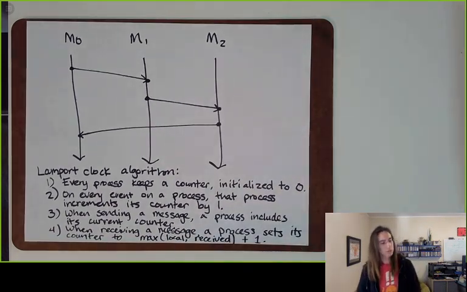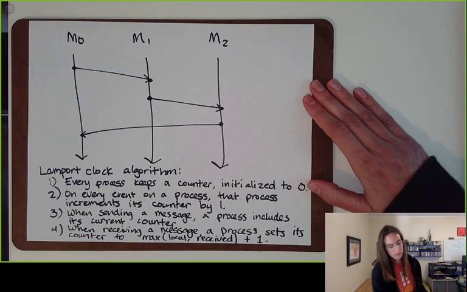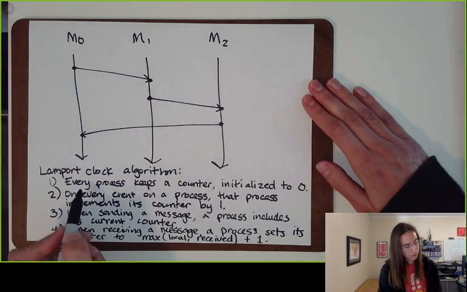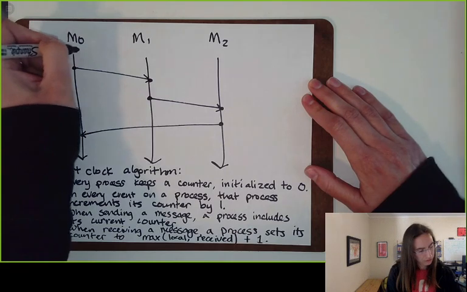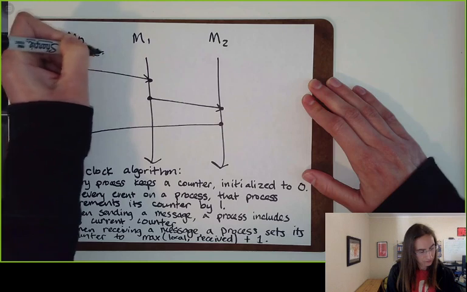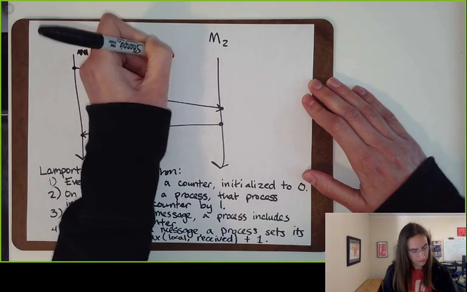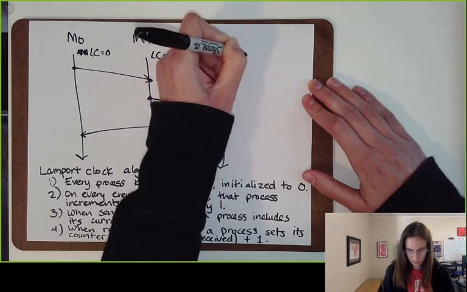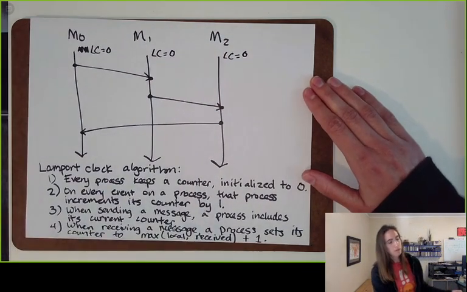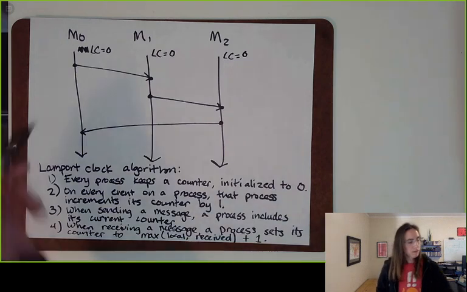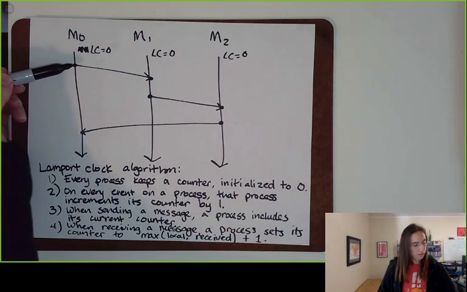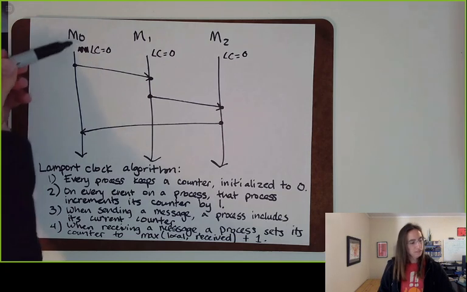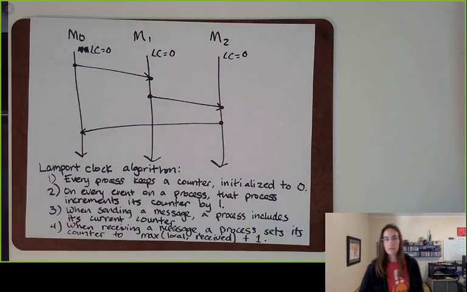Let's work through all of these events up here using this algorithm. So every process has to keep a counter initialized to 0. I guess I won't call it X, I'll call it LC. Okay, what happens first? Well, M0 is sending a message here. That's an event, right? So what does M0 have to do?